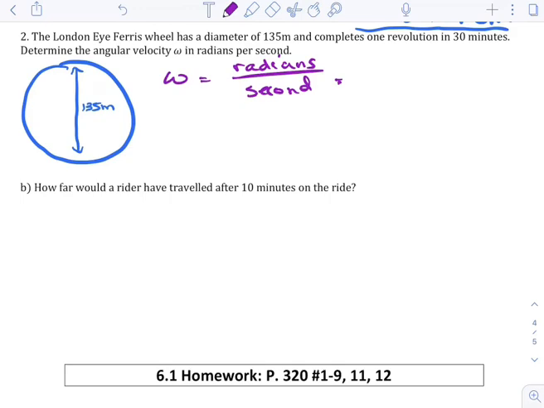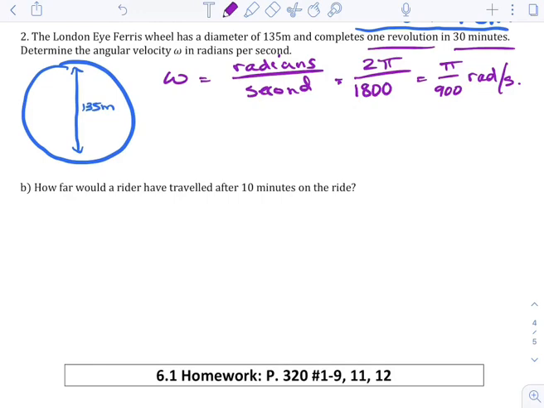So let's take what we know. We don't really have to use much information in here other than I know that it completes one revolution in 30 minutes. So one revolution is 2 pi radians. Talked about that before. It's one full circle. And 30 minutes, well, 30 times 60 to convert it would be 1,800 seconds. And if I divide that, that's pi over 900. So that's how fast we're going. Pi over 900 radians a second. So we got the speed.